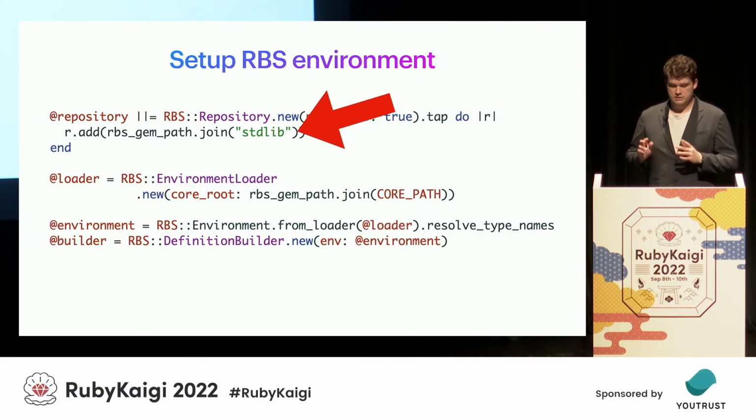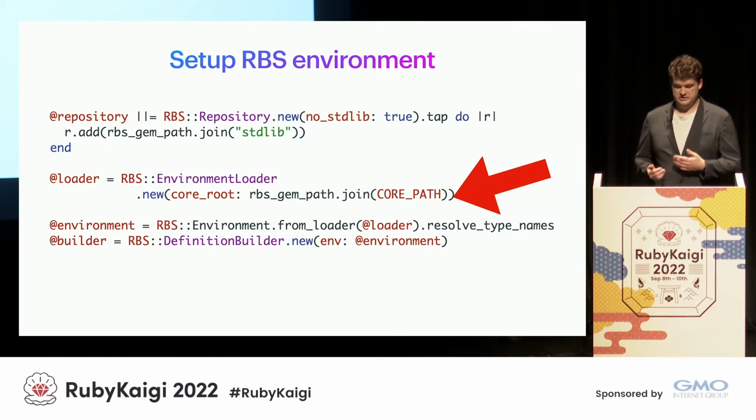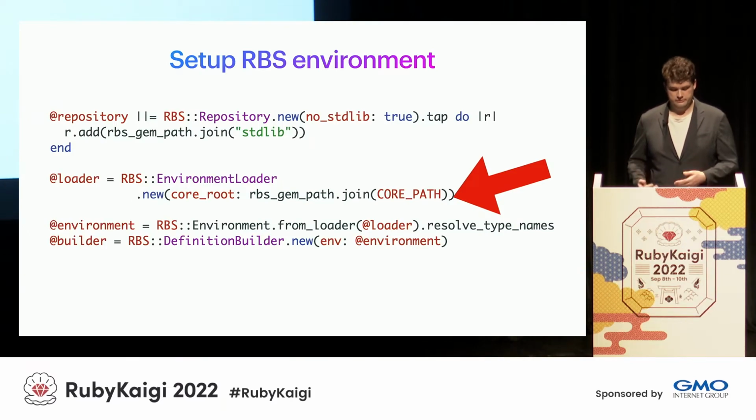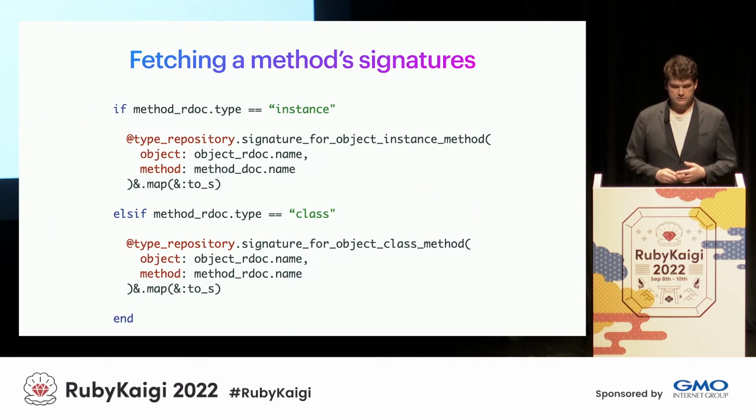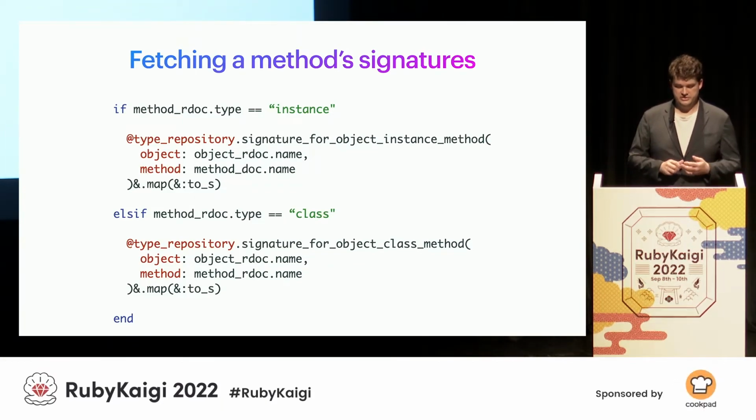Next is that we immediately want to add the path that contains the standard library signatures that we unpacked from RBS earlier. Finally, we want to add the path that contains the type signatures for the core Ruby classes, like Integer, String, Hash, Symbol, Float, etc. Once we have an RBS environment, we can now look up the type signatures for methods. We have to check what type of method before we can query RBS. Instance methods and class methods are handled a little bit differently.